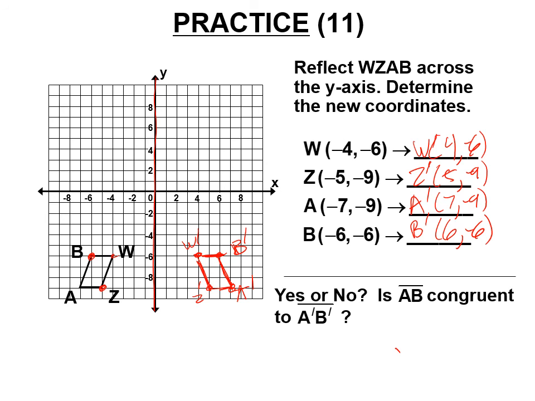Is line segment AB congruent to A prime B prime? Yes, everything is congruent. The angles are congruent. The sides are congruent. The shape is congruent.